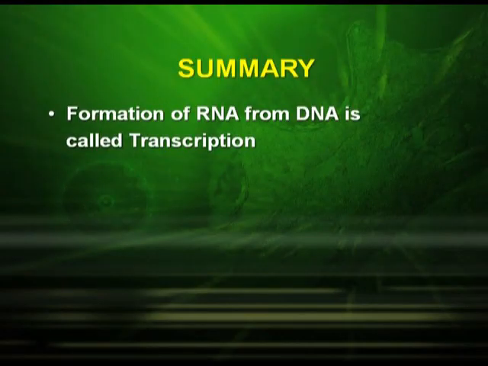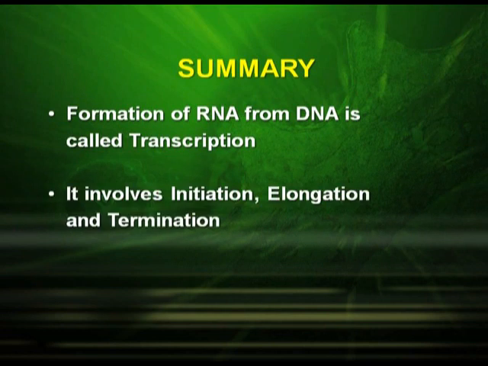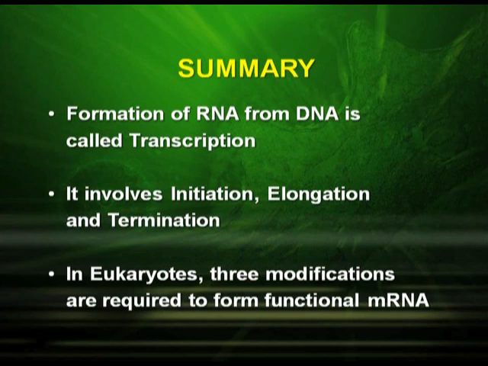So, now let us have the summary of the topics. The formation of RNA from DNA is called transcription. It involves initiation, elongation and termination. In eukaryotes, 3 modifications are required to form functional mRNA. Thank you.